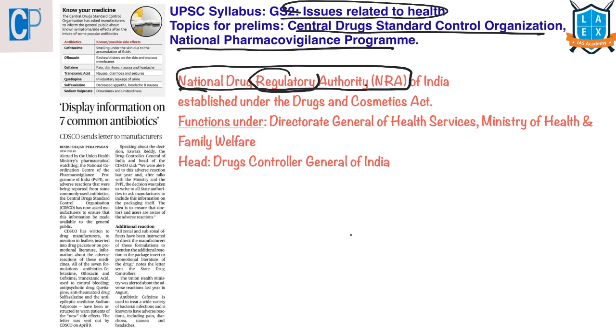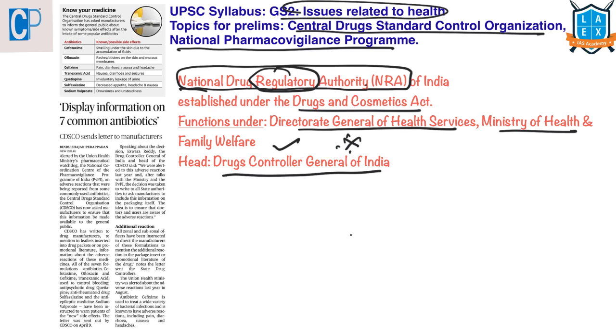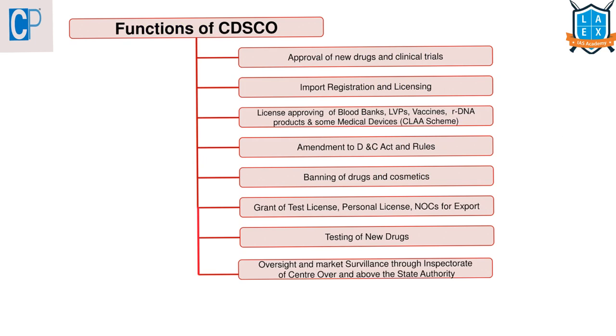It is a national drug regulatory authority established under the Drugs and Cosmetics Act, and it functions under the Directorate General of Health Service under the Ministry of Health and Family Welfare. This is important. It is a drug regulatory authority and it functions under the Ministry of Health and Family Welfare. Then who is the head of this organization? It is the Drugs Controller General of India. Then under the Drugs and Cosmetics Act, we have said that it has got established.